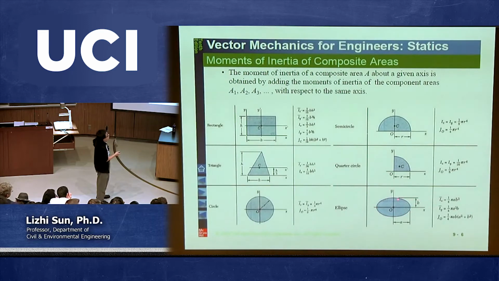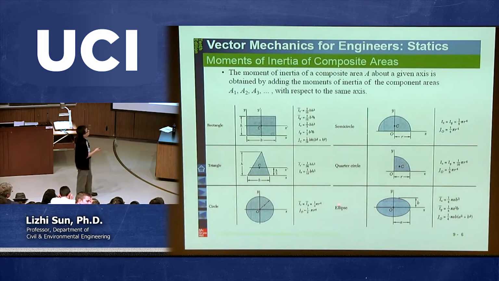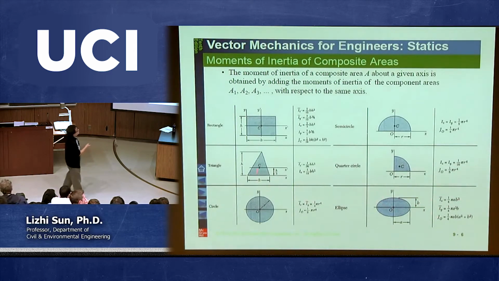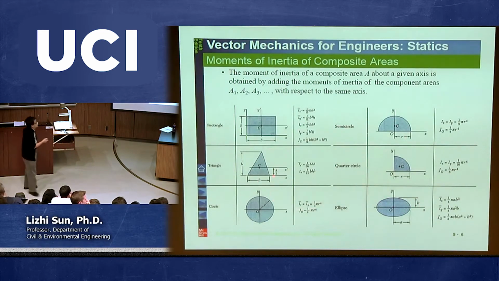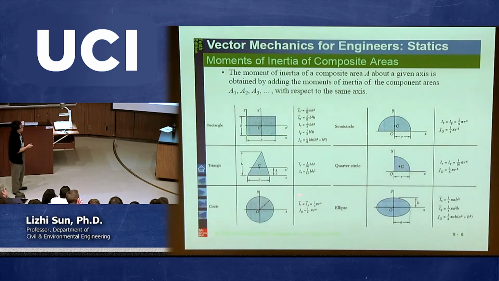calculated using two-dimensional integration, because this geometry is completely described by x over a squared plus y over b squared equals 1. You can also integrate it out. So these are the typical geometries, and we can find the moment of inertia. Okay. Then the question is, do we need to memorize all of these?